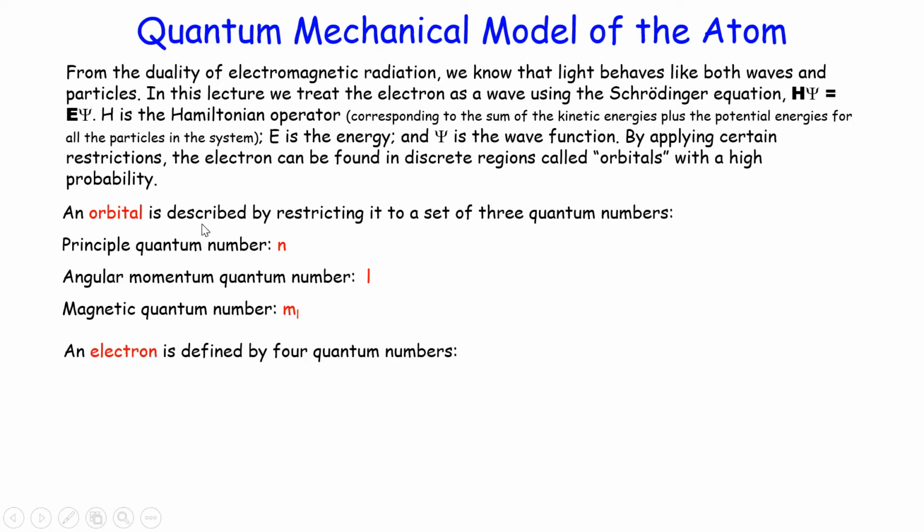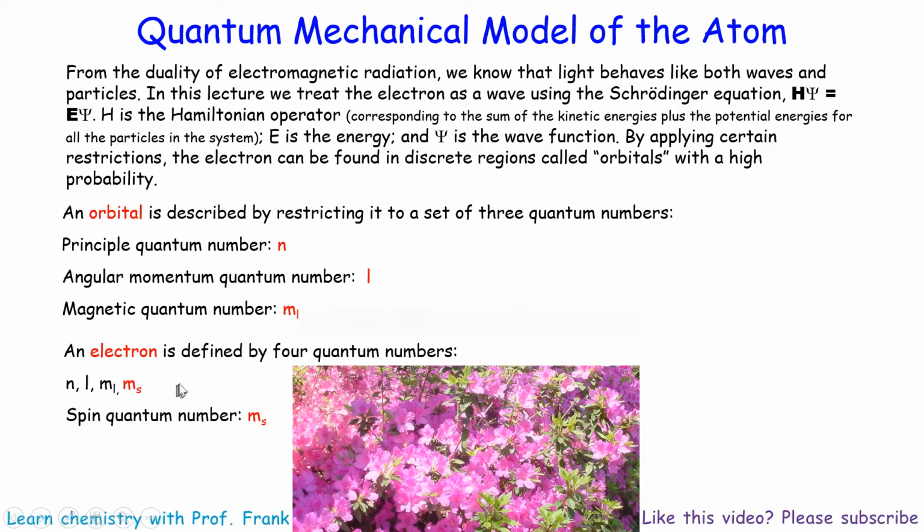Well, orbitals are described by 3 quantum numbers. Electrons actually can be described by 4 quantum numbers. For a given electron, it can be described by the principal quantum number N, angular momentum quantum number L, magnetic quantum number ML, plus spin quantum number MS.